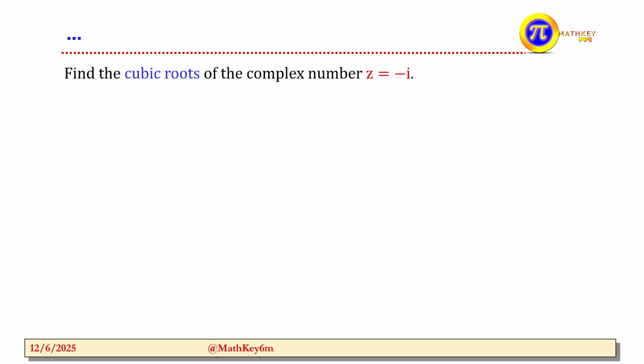It says find the cube roots of the complex number z equals minus i. Similarly, we ask for what? The cube root. So our n is 3. The modulus for this is r, and we say this is 1. We take the absolute value, or as I told you before, we can find that as the square root of 0 squared, the real part, plus the imaginary part minus 1 squared. You get that same result, that is 1.